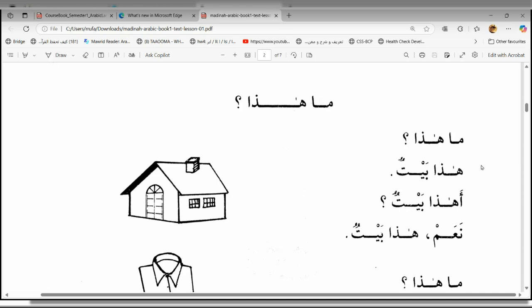Can somebody model these questions for us? Just read: ما هذا؟ هذا بيت. أهذا بيت؟ نعم هذا بيت. Any volunteer? Just read the question and then the answer. ما هذا؟ هذا بيت. أهذا بيت؟ نعم هذا بيت. It's better to say it that way.